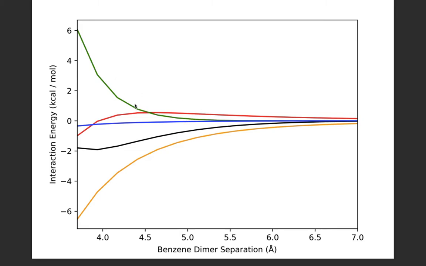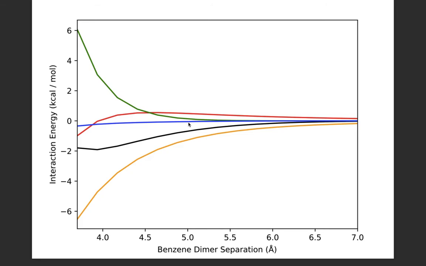So we see exchange is obviously really repulsive and gets more repulsive at short distances. Here, dispersion is the most stabilizing force instead of the electrostatics we saw in the water dimer example. And we actually see that the electrostatics force becomes repulsive along this coordinate. Induction doesn't really have much of an effect.